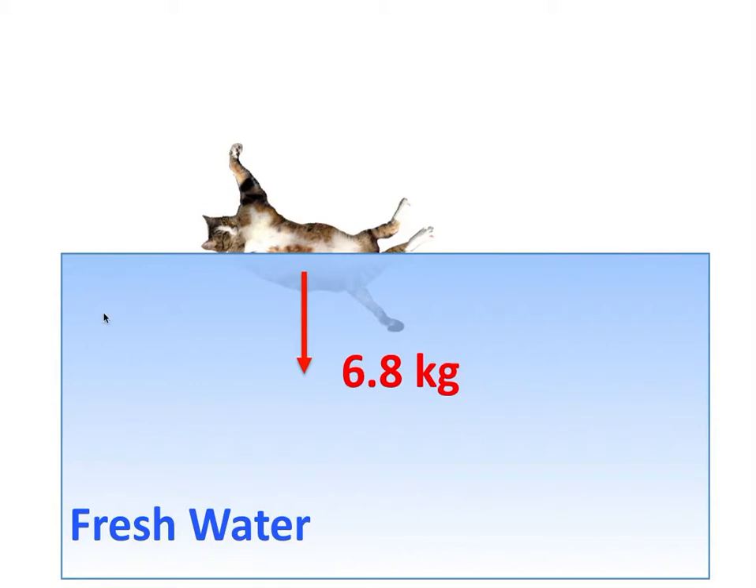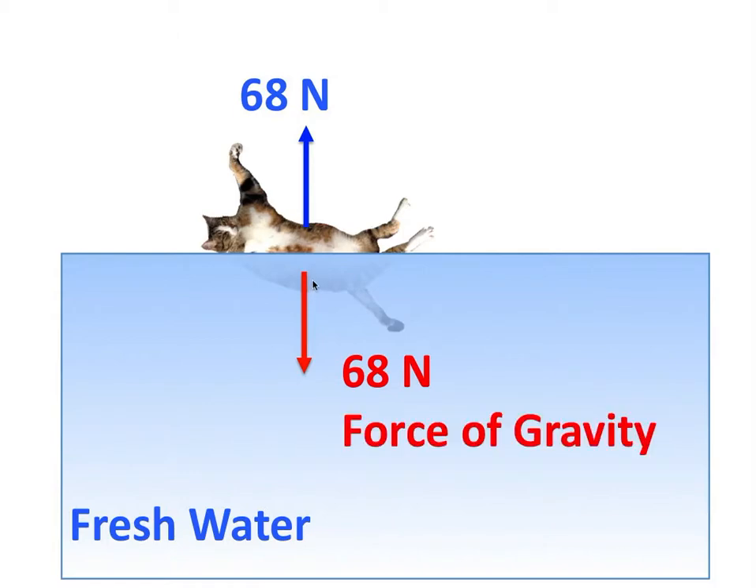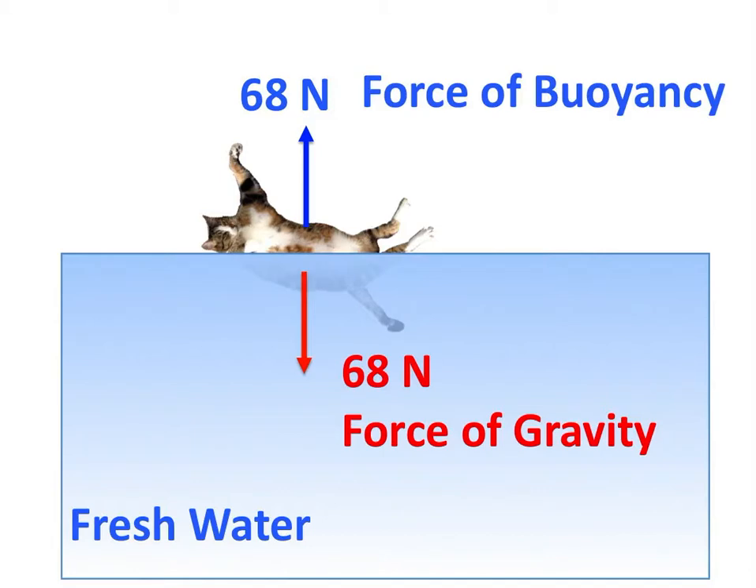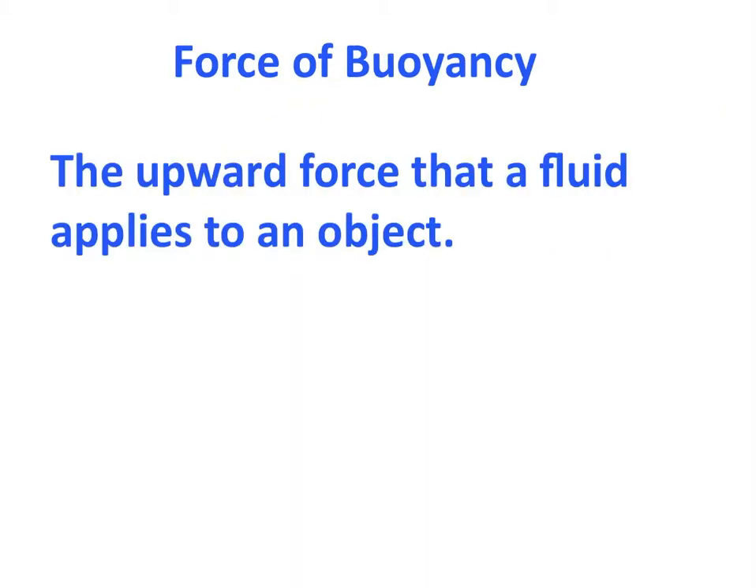There'd be 6.8 kilograms of mass pushing down, or we could say 68 newtons of force pushing down, and back up is 68 newtons, kind of like when he's sitting on the bed. Now when he's on the bed it pushed back at 68 newtons, but now what's pushing back is this idea of force of buoyancy. And so the force of gravity down, force of buoyancy up, they're equal to each other, therefore he's floating and not going anywhere up and down.